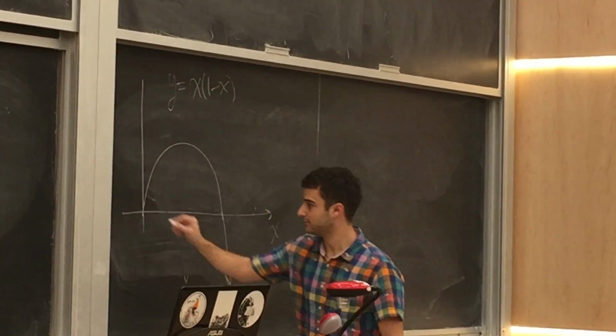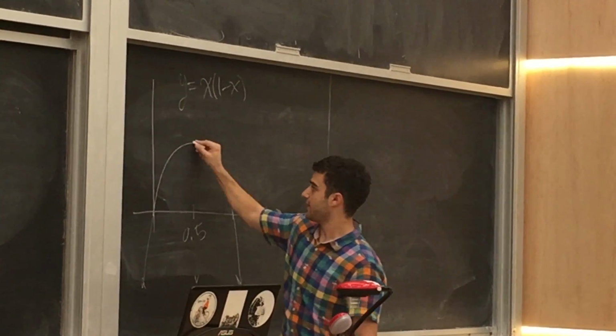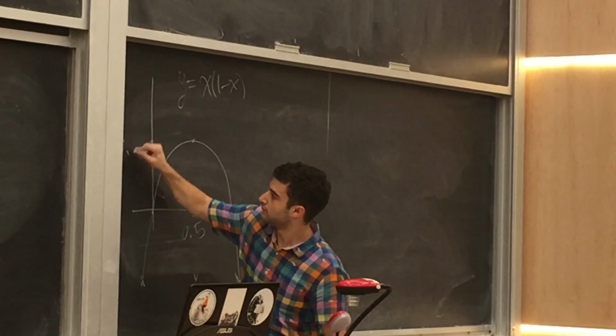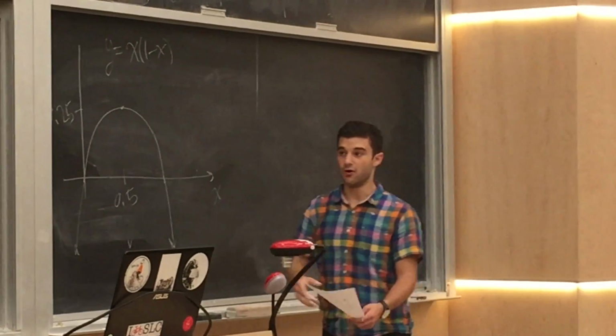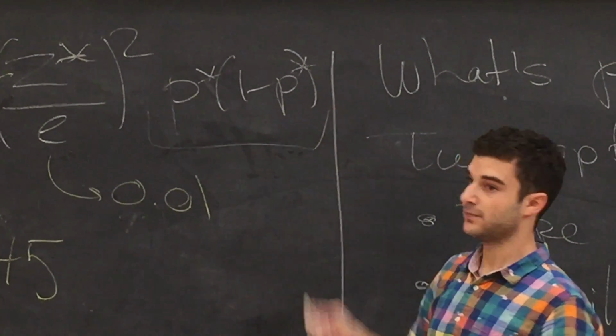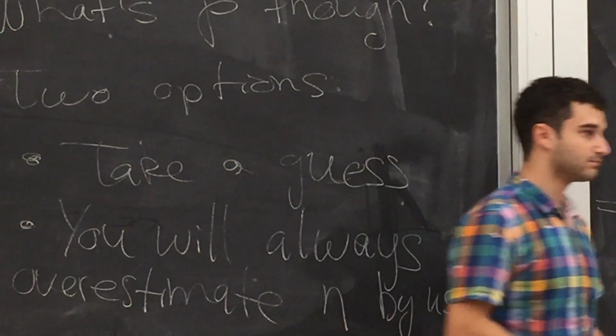It's this parabola, and the biggest value it takes on is over here at 1/2. So the biggest possible value we could have for this term here is by plugging in 1/2. So that's one explanation.